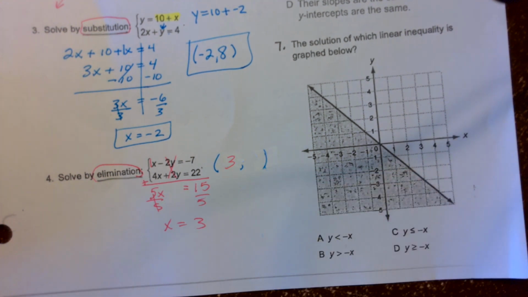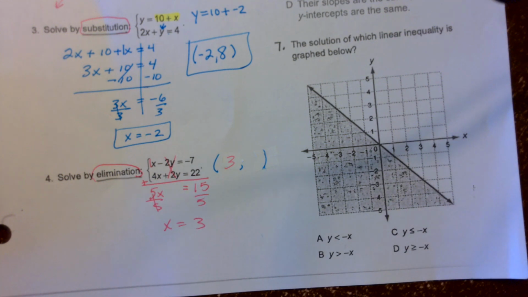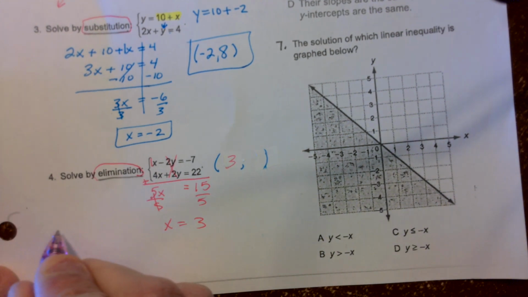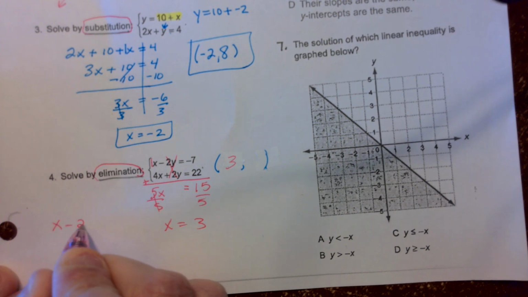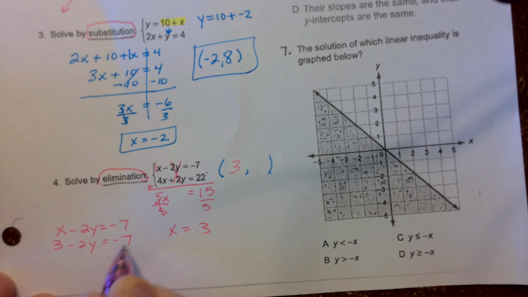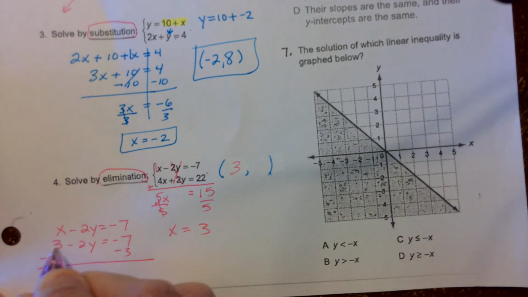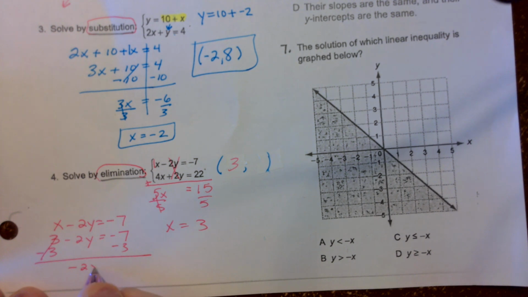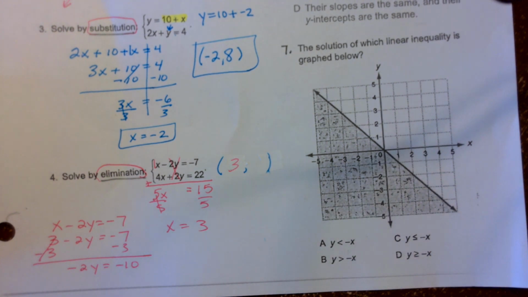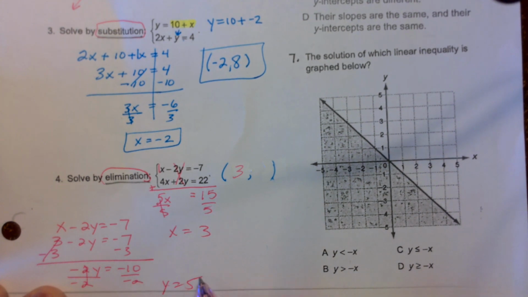So I'm halfway there. Now you have to pick one of them, substitute it in, and get the y. You can pick the top equation or the bottom. You just take it exactly the way it is. I'll take the top one. So I have x minus 2y equals negative 7. I put the 3 in: 3 minus 2y equals negative 7. I'm going to subtract 3 on both sides. Don't forget you have a negative in front of it. So it's negative 2y equals negative 10. Divide by negative 2, and y equals 5.